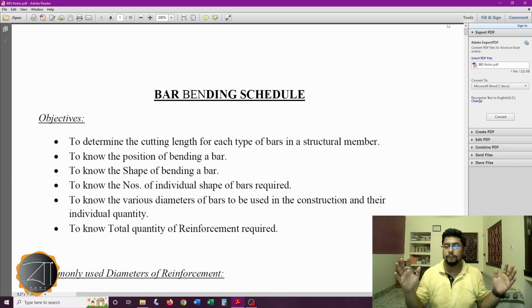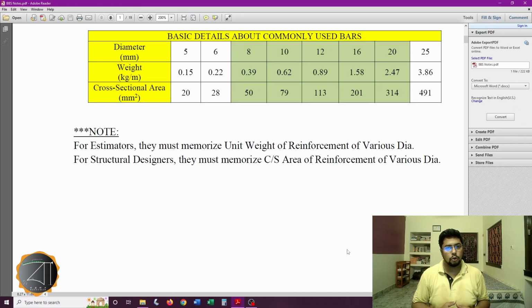Today I'm trying to keep the video as short and sexy as possible. In the last video, that was part 1, I already showed you the Bastukar's table in which you got the diameter of different bars which are commonly being used, their weight per running meter and their cross-sectional area. And there was one note at the bottom of that table which you can see right now. For estimators, they must memorize the unit weight of reinforcement of various dia. For structural designers, they must memorize the cross-sectional area of reinforcement of various dia.